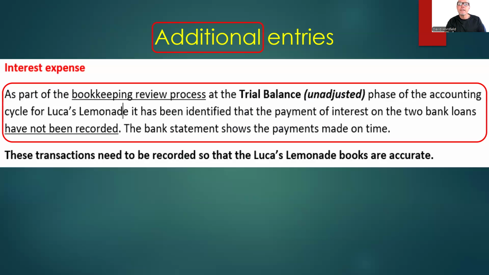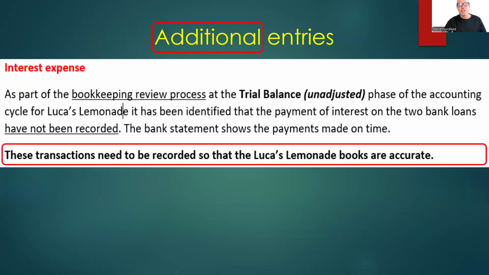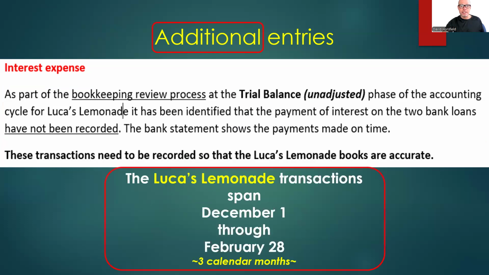It was identified that the payment of interest on the 2 bank loans had not been recorded. The bank statement shows that the payments were made on time, so cash went out as anticipated to the bank, but the journal entries weren't recorded. These transactions need to be recorded so that Luca's Lemonade's books are accurate. Okay, we see the task ahead of us. We've got to make some journal entries.